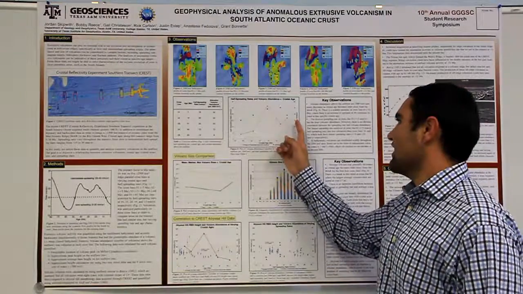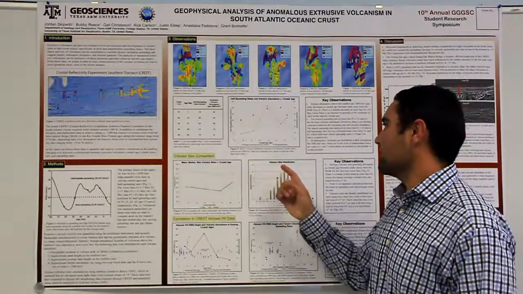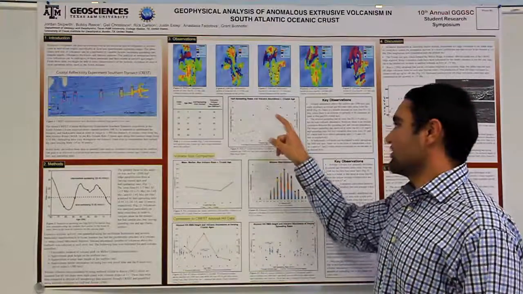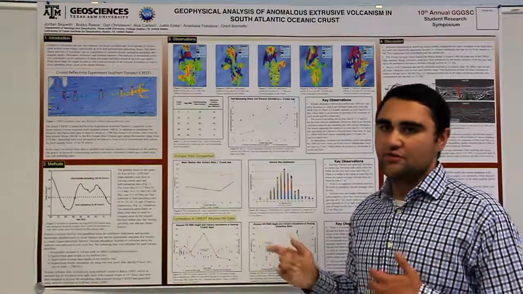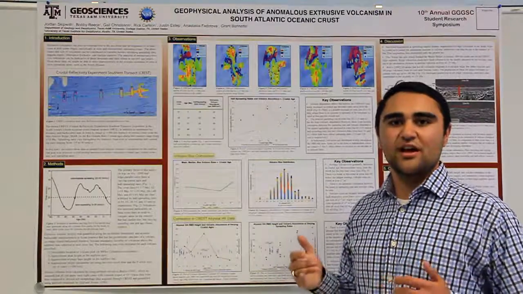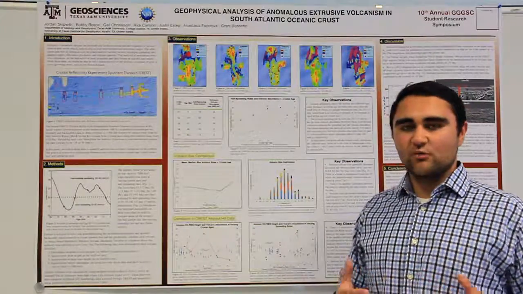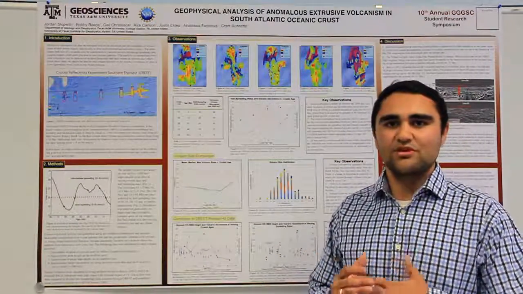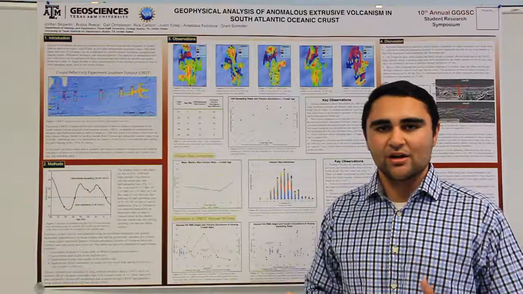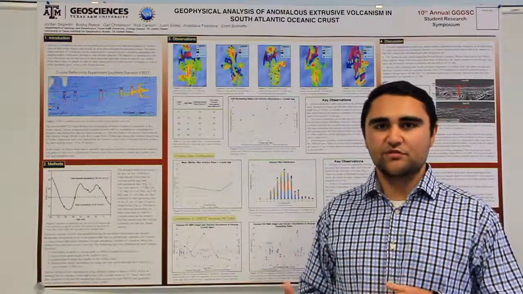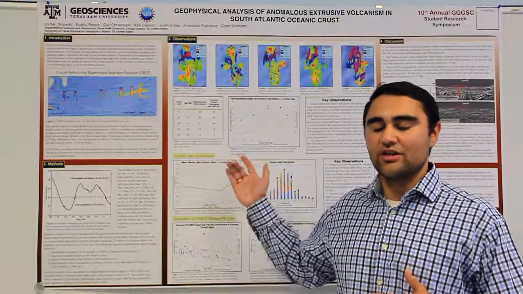So the general trend is that as you go away into older oceanic crust, you have a decrease in volcanic abundance. However, there is an anomaly at around 31 million years old where we find upwards of 50 volcanoes, which is comparatively large to the rest of the transect. We believe that this volcanic anomaly could be due to increased magmatism from an upwelling mantle, which controls ridge volcanism in the South Atlantic Ocean.